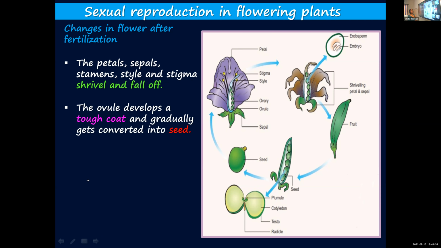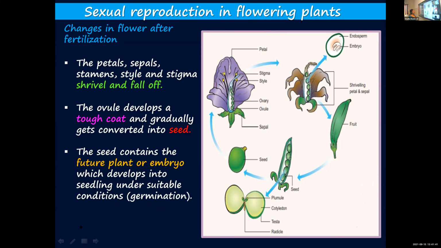The ovule will develop a tough coat around it and transforms into the seed, and the ovary becomes a fruit. And inside the seed, there will be the future plant or the embryo. The zygote will develop into embryo. Embryo will develop into seedling under suitable conditions. So the sprouting of the seed to form a seedling is known as germination.